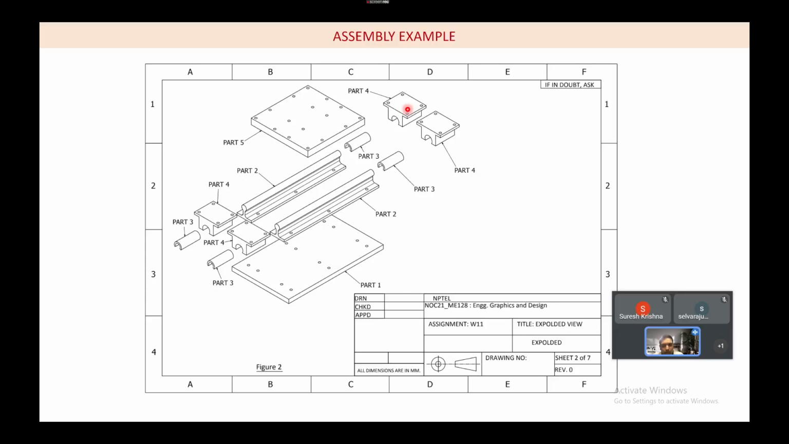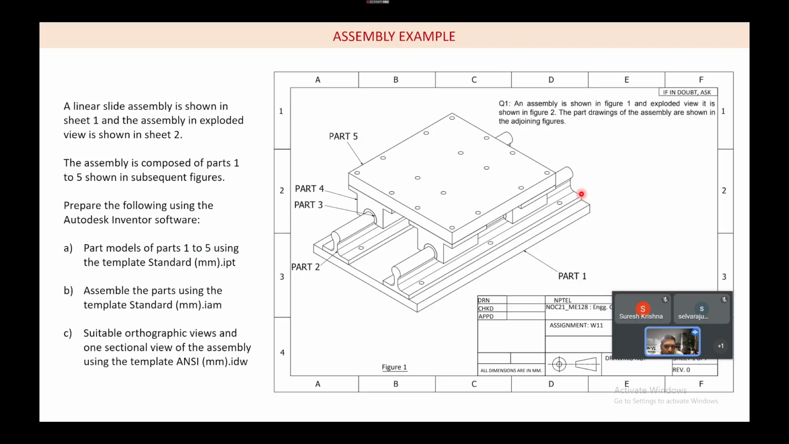So you can see here, this is part 1, and part 2, the rails, are sitting exactly on the holes provided on part 1. And part 3, you can see there is a sleeve over here. If I shade this one, this will be the sleeve actually. Once this sleeve is seated, we are going to place this slider on that, and this is going to be another base. So this is part 1.